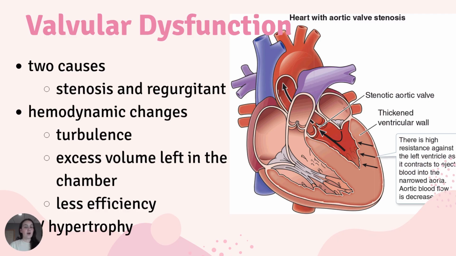There can be excess volume left in the chamber, and this can cause some backup into your pulmonary edema. It can cause peripheral edema because everything just gets backed up, and there's excess hydrostatic pressure that is there, and then it's less efficient. So if you can't push all that blood out, you have to push that much more blood out each time, and your ventricles and your atria have to work that much harder. And then obviously you're going to have some left ventricular hypertrophy is kind of what this picture is showing you here.